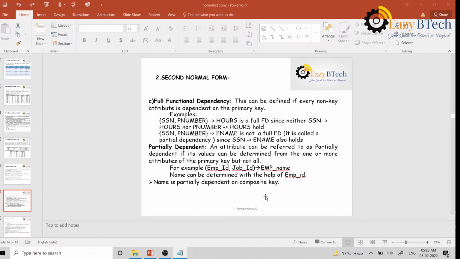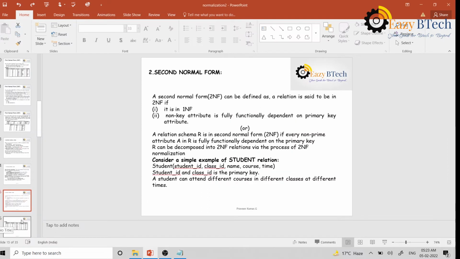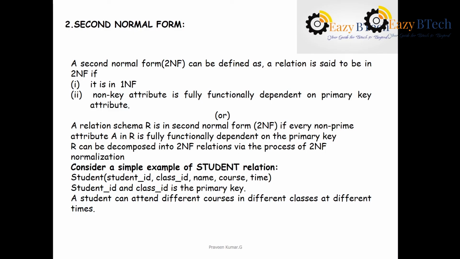That's why, what is the second normal form? In the second normal form, all the values are fully functionally dependent upon the candidate key, meaning prime attribute. First of all, what are the rules for second normal form? A relation is said to be in second normal form if, first, it is in first normal form, and second, every non-key attribute is fully functionally dependent on the prime key attribute. I hope you are clear on the prime key attribute.